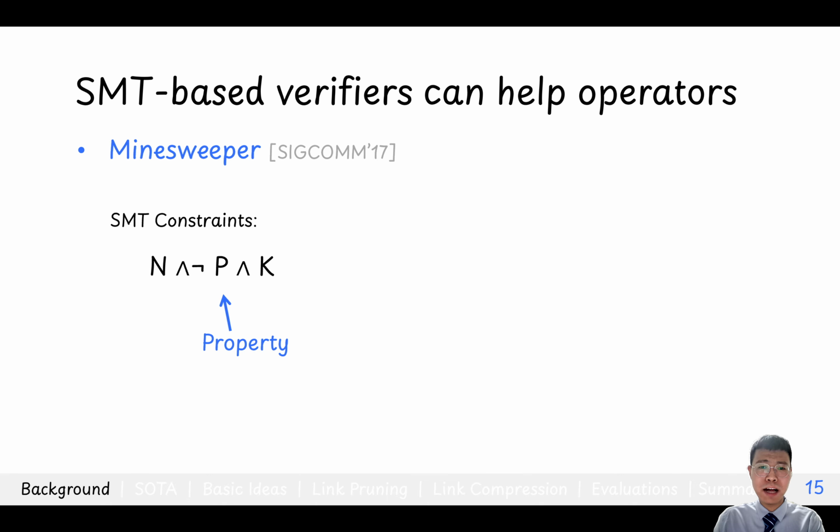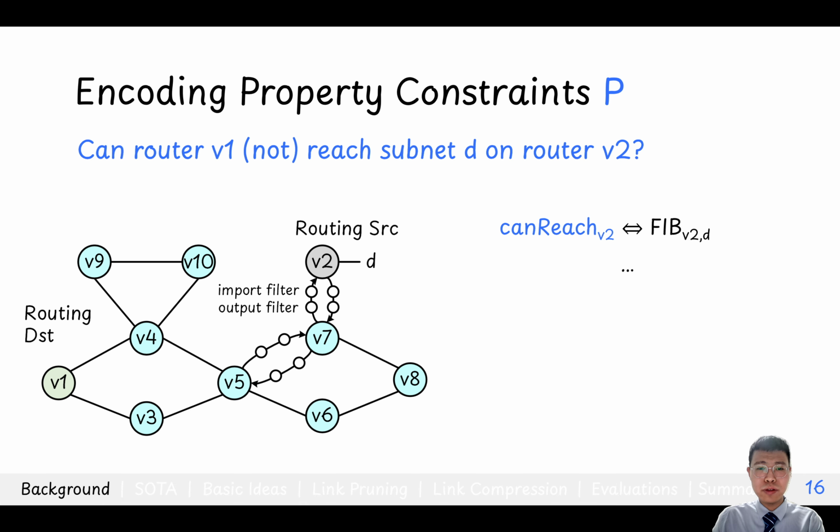We next introduce how properties are encoded. For the property, can router V1 reach subnet D on router V2, Minesweeper defines a variable, canReach V, which indicates whether node V can reach the destination. For example, for V2, canReach V2 directly represents whether V2 can reach the destination.